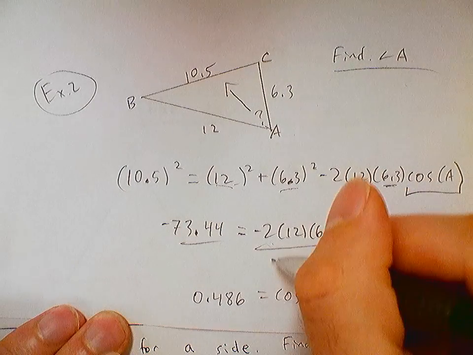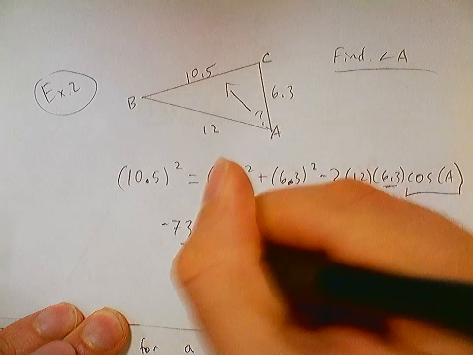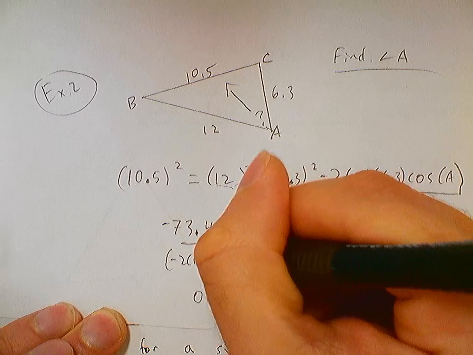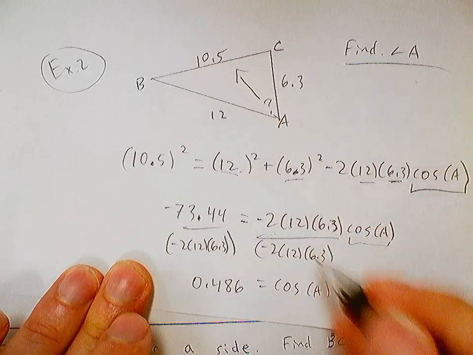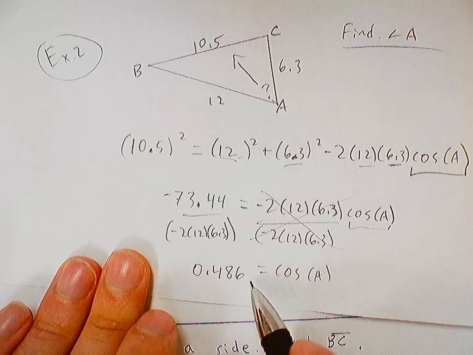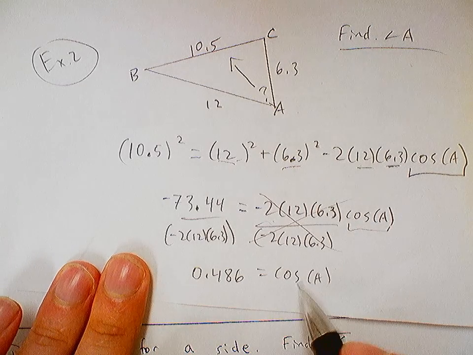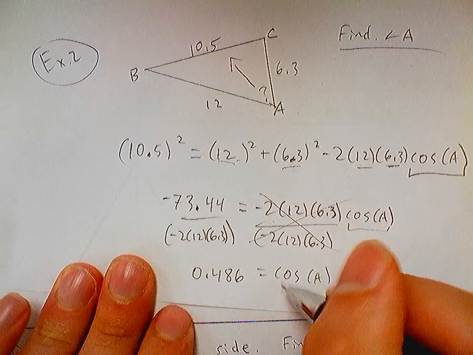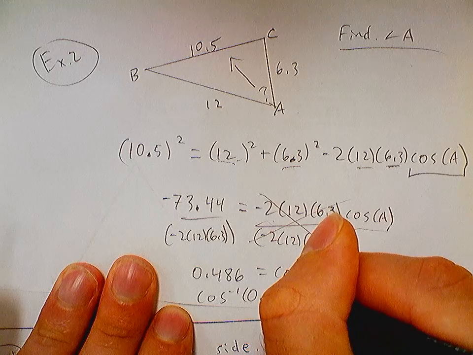Let me show on here what I divided by. So I divided both sides by that product. So I get cosine of A equals this. So we've almost got A solved for. To finish solving for A, I have to remember that the opposite of cosine is the cosine inverse. So what we're going to do to get A is take the inverse cosine of both sides.